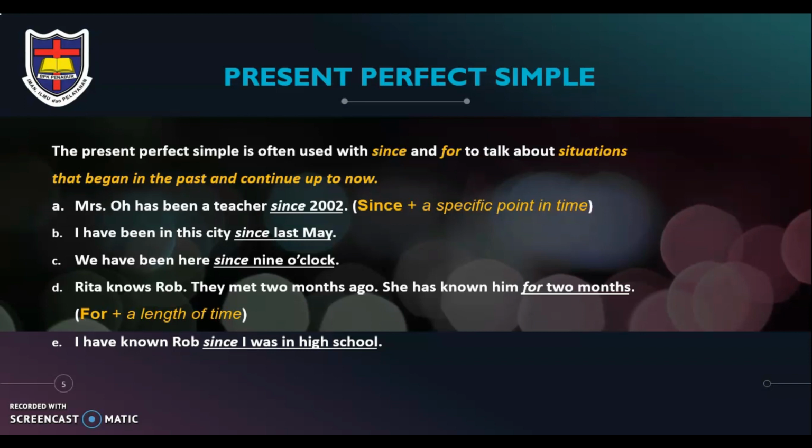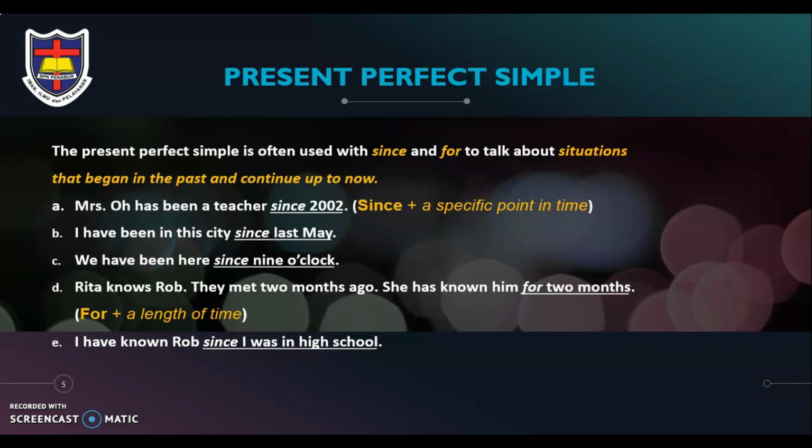But for, look at point D. Rita knows Ram. They met 2 months ago. She has known him for 2 months. For plus a length of time. Whenever you want to focus on the duration of the time, you have to use for.